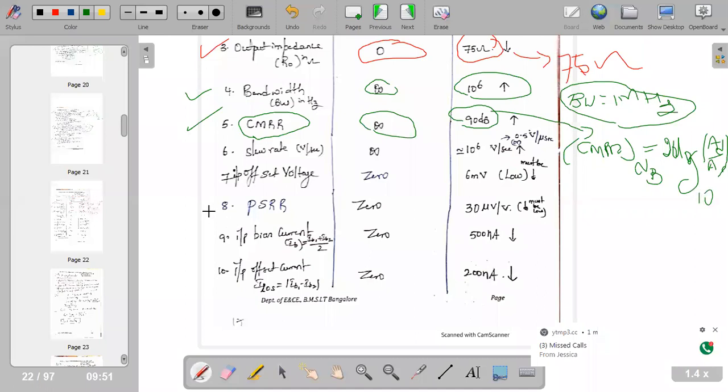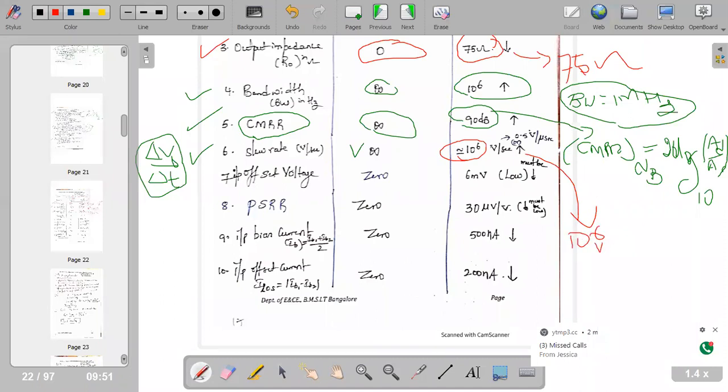So then, slew rate is a sudden change in output voltage divided by a sudden change in time. Ideally, an op-amp should have an infinite slew rate, but a practical op-amp has a value of 10 power 6. Some textbooks have written it as 10 power 6.